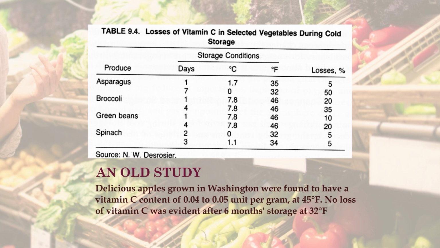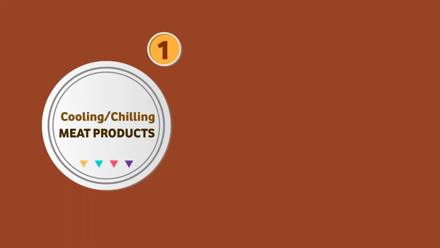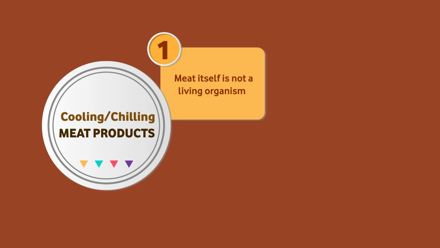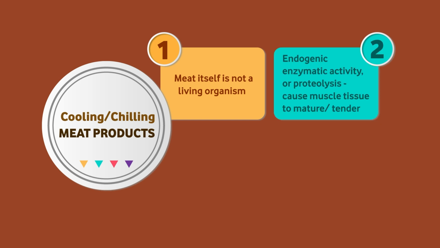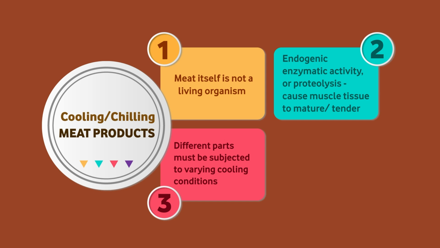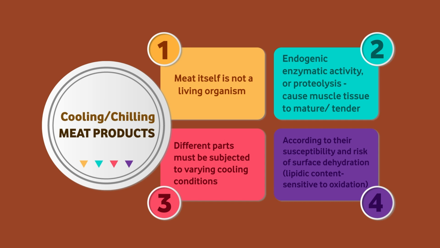And now we'll discuss low temperature storage of meat and meat products. Though meat is not a living organism, what is important here is to control the impact and effect of enzymatic activity, proteolytic activity. This particular process is retarded using low temperature. Different parts of meat may offer different resistance to cooling because lipid content and lipid distribution may vary.